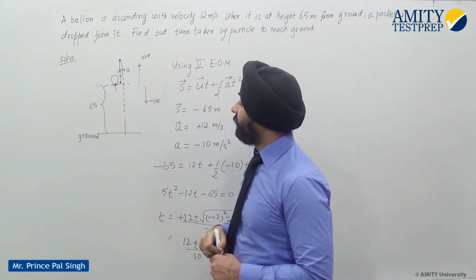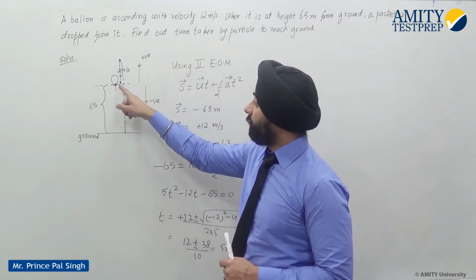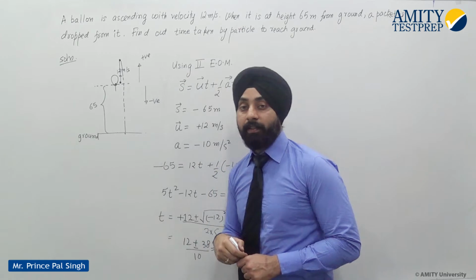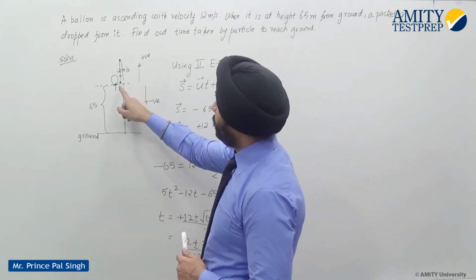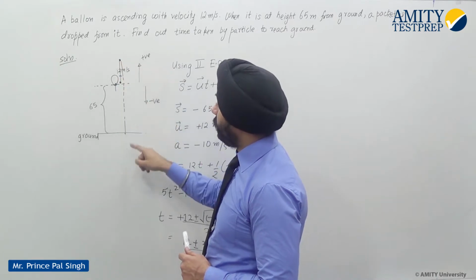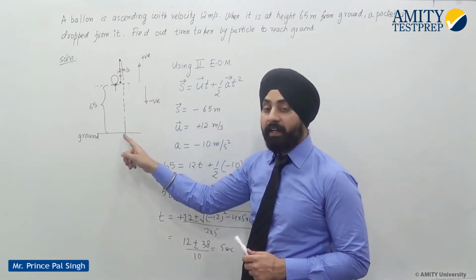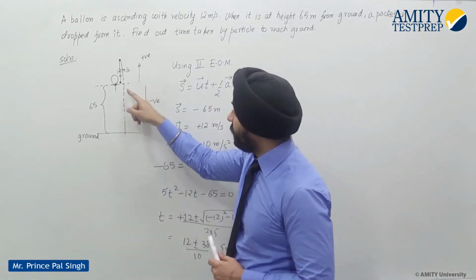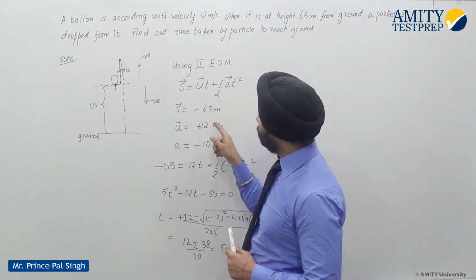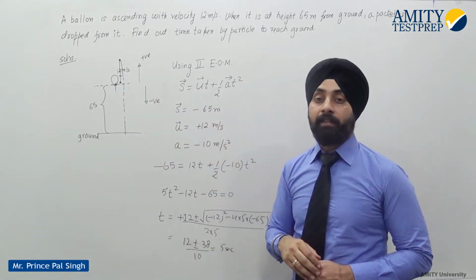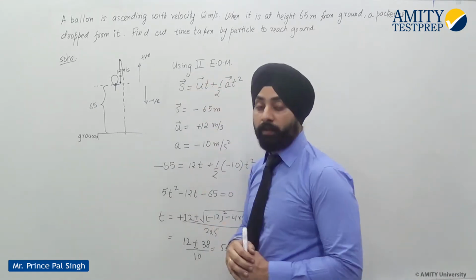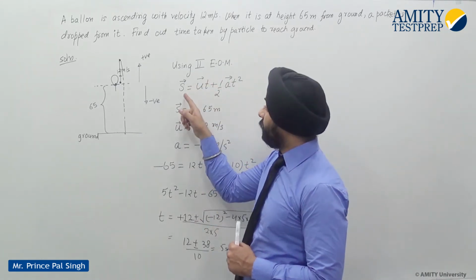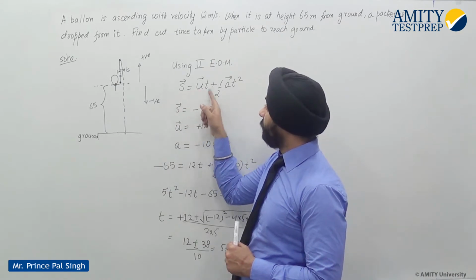This is the starting point. Let's say the velocity at this point of the particle is 12 meters per second with respect to ground. The particle goes up and comes down. This is the starting point and this is the ending point. So the displacement of the particle is 65 meters in the downward direction. We will apply the second equation of motion, which is displacement equal to ut plus half at square.